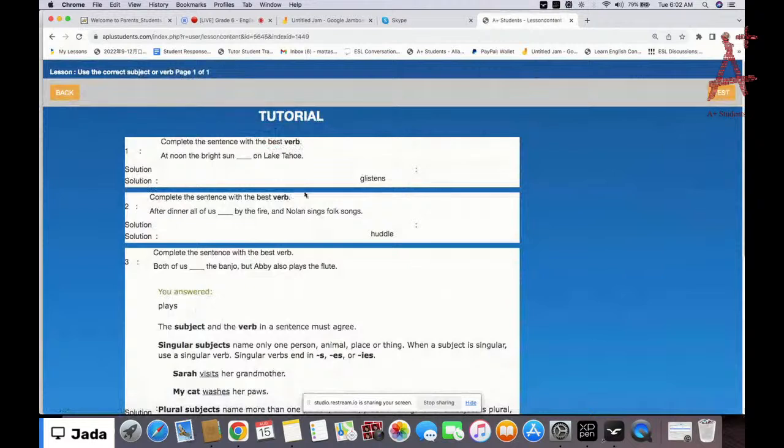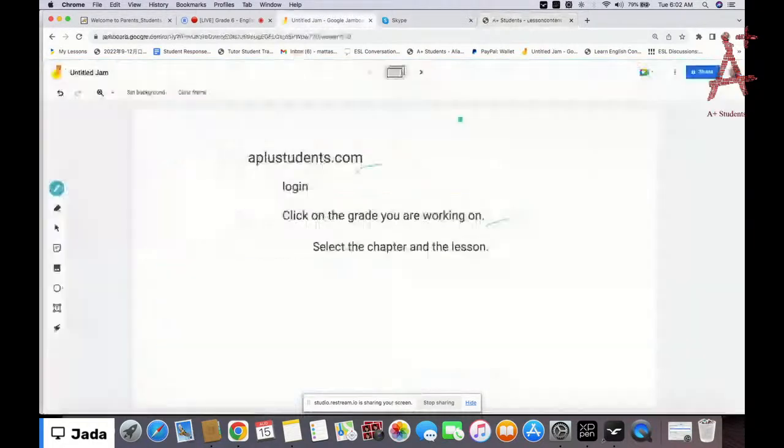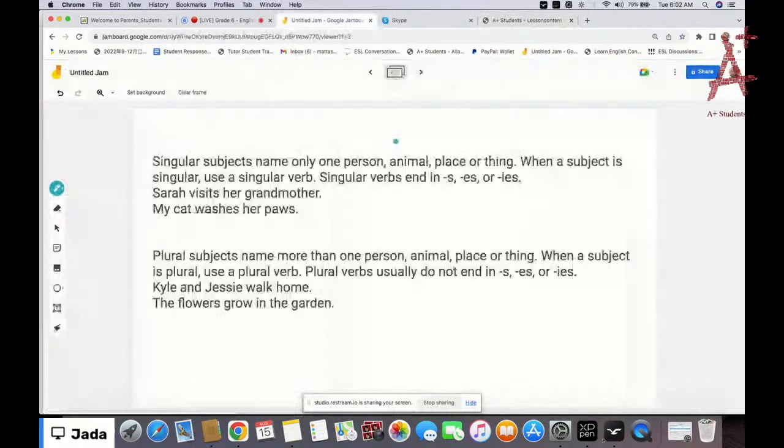First we need to read the explanation before we move on. Now we have singular subjects. They name only one person, animal, place, or thing. So when you hear singular, it's going to name just one. When a subject is singular, use a singular verb.